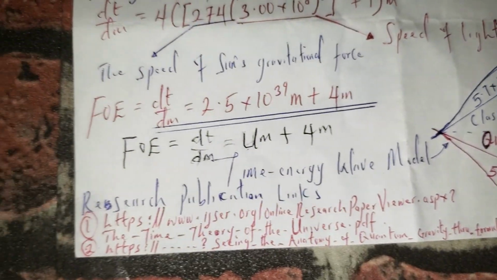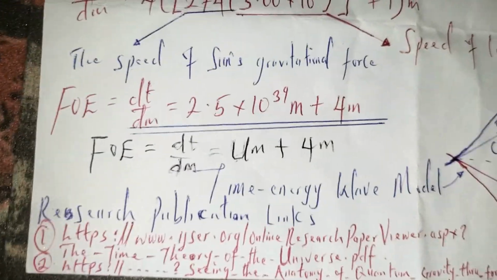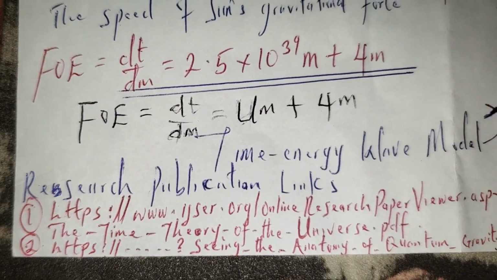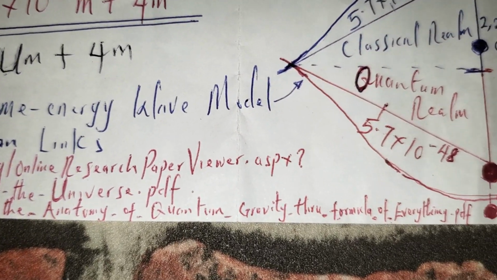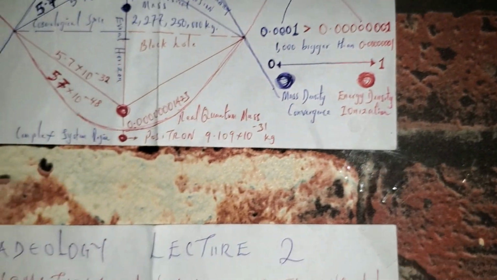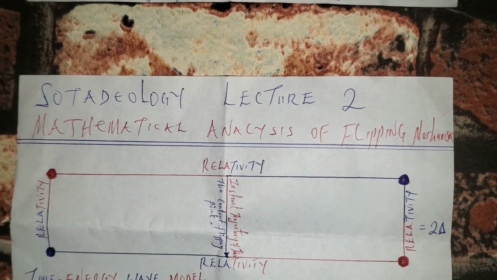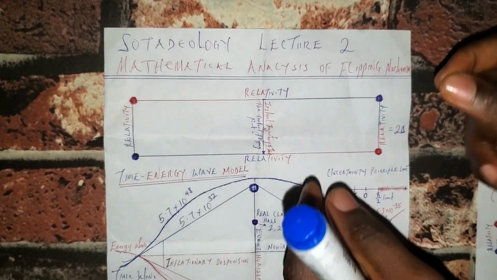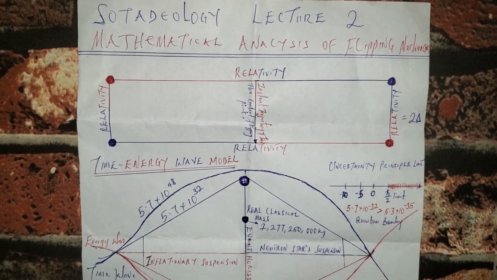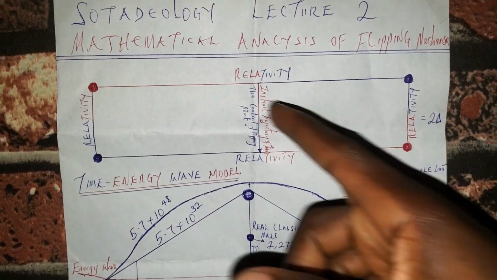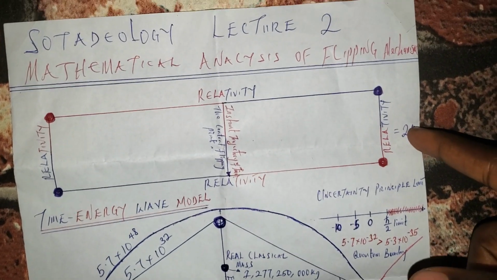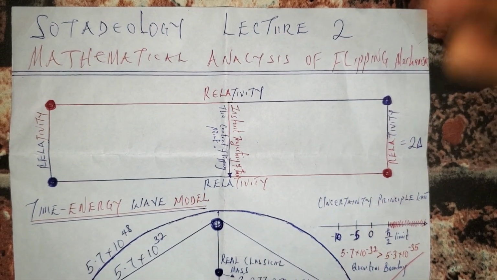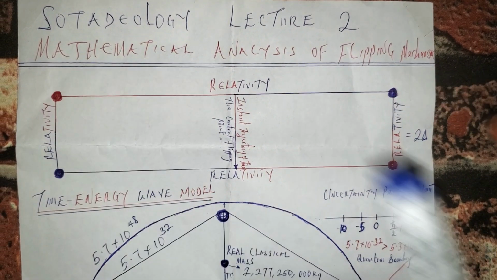Okay, so that being said, let us now go to the Sotadeology lecture 2. Right here we have the mathematical analysis of the flipping mechanism. Basically we're going to relate the dimensional structure of the universe with the time energy wave model. The first thing we're going to use here is 2D. When you have 2D, the 2D will actually start with 1D, which is what we have here.